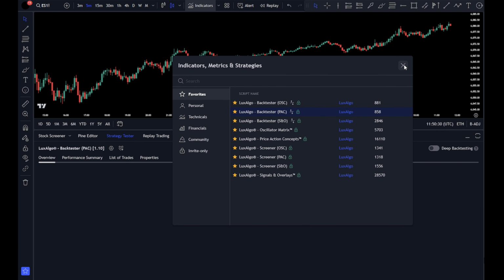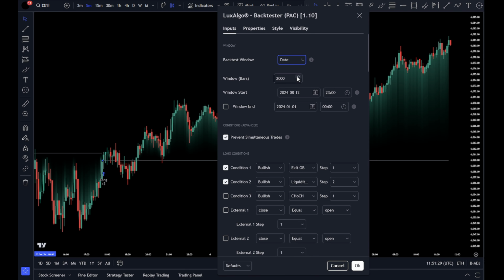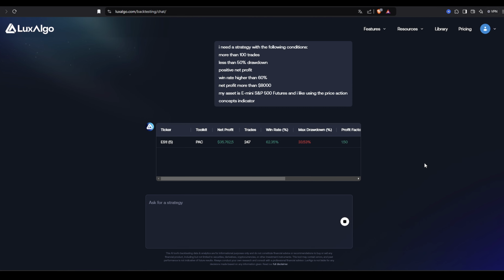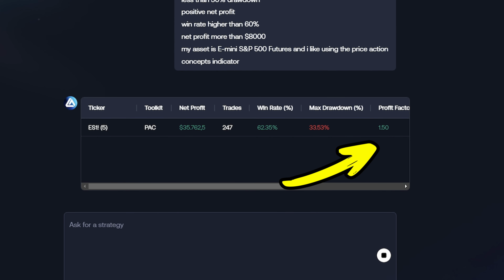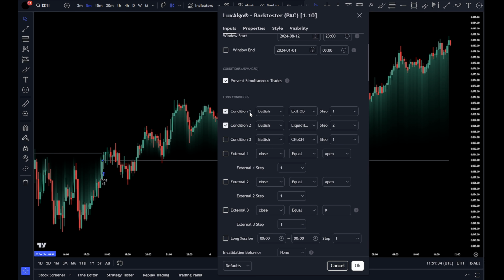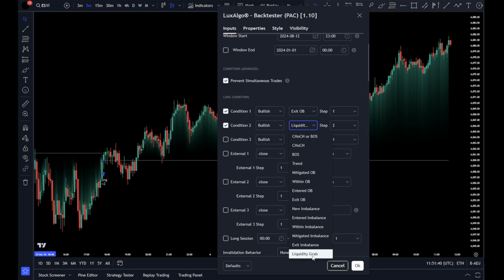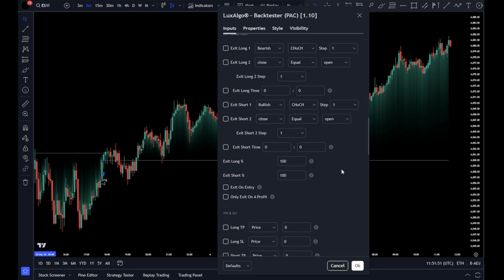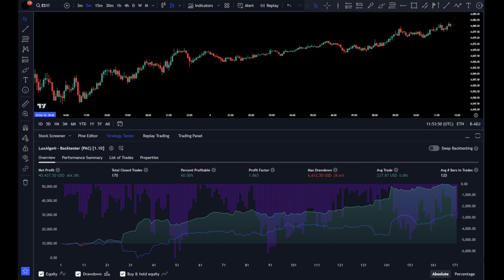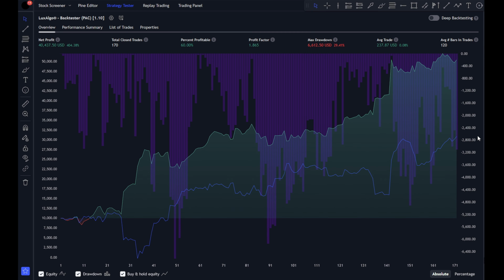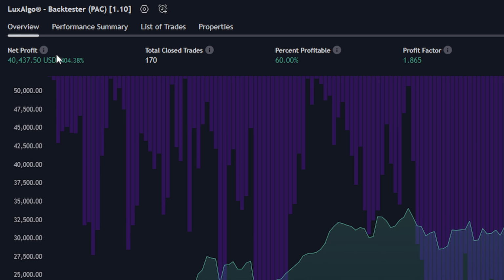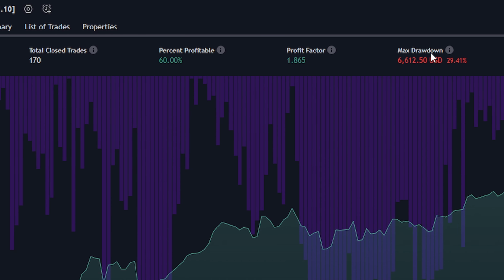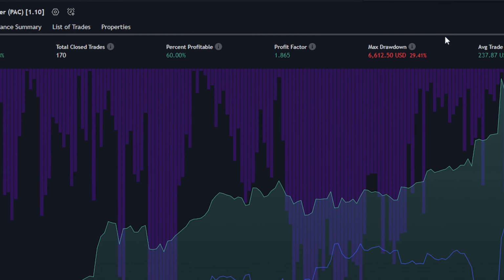From there, I adjusted the settings to match the conditions I had asked the AI to optimize. But when I switched back to the AI tool, I realized the profit factor of 1.5 wasn't quite good enough for me. So I went back to the backtester and refined the settings further using Step 1 and Step 2 conditions. After tweaking, I achieved even better results. A net profit of over $40,000, 170 trades executed, a win rate of 60%, a drawdown well below 30%, and a profit factor of nearly 1.9, far exceeding my expectations.